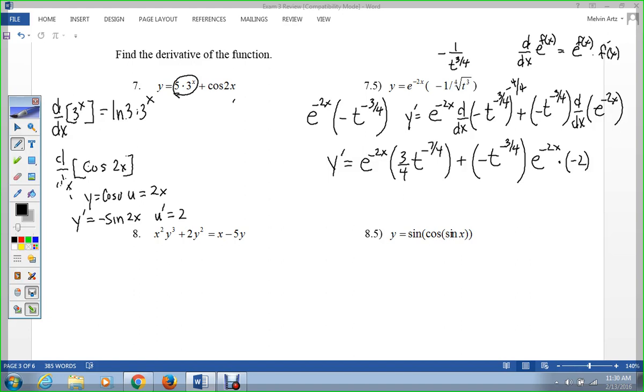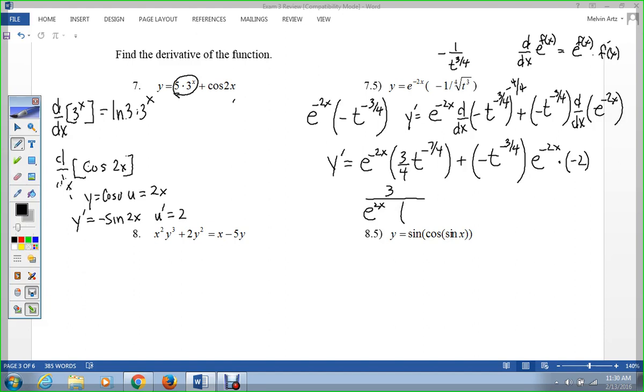I'm just going to do a little bit of simplifying here, but then leave the rest to you. So here in the first term, we could take e to the negative 2x down into the denominator with the t to the negative 7/4. So we'd only have a 3 in the numerator. We'd have e to the 2x. And then we have this 3/4. I'm going to pull that 3/4 all the way out front so it doesn't get so confusing when we look at simplifying that.